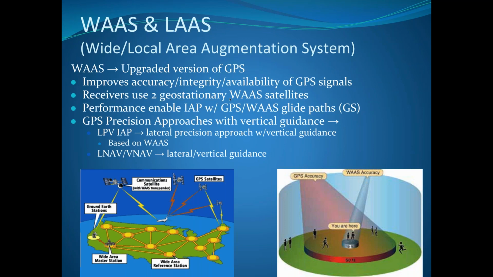Receivers use the two geostationary WAAS satellites. Performance enables instrument approach procedures with GPS WAAS glide paths. GPS precision approaches with vertical guidance.